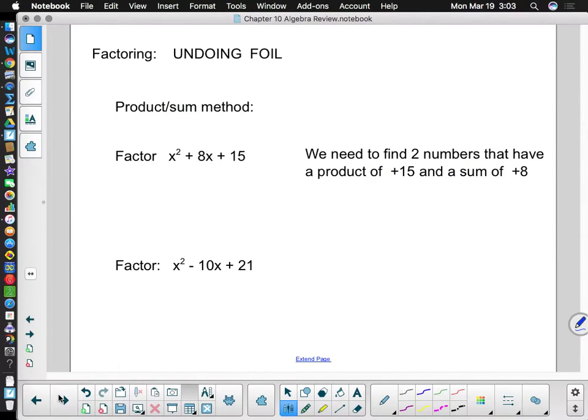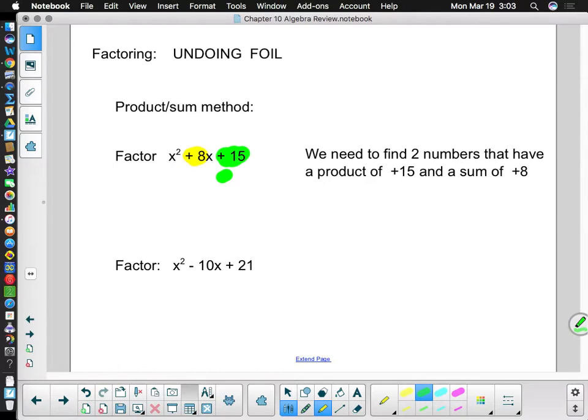Okay, the opposite of FOIL is factoring. And the method we're primarily going to use is the product sum method. We're going to keep it to fairly straightforward factoring. But again, what we do is we look at the terms of my polynomial. If I have a leading coefficient of 1, which I do here, so the coefficient of x squared is 1, I look at the plus 8 and I look at the plus 15.